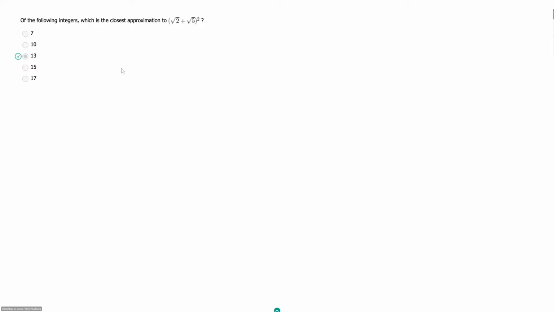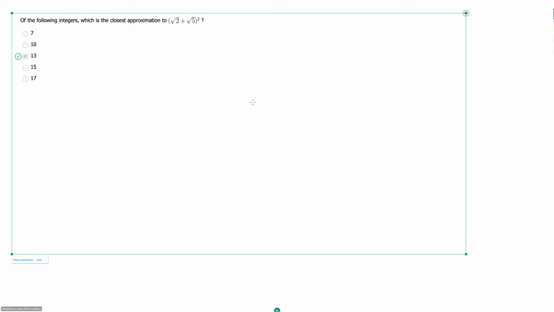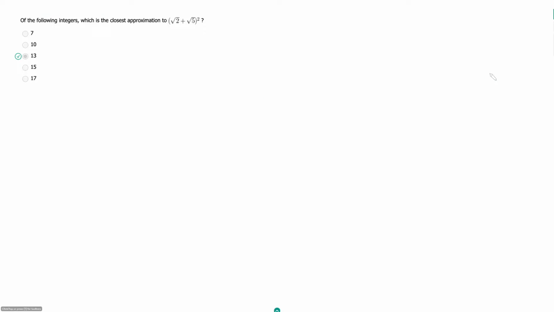Of the following integers, which is the closest approximation to the quantity rad2 plus rad5 squared? So immediately I recognize this question as a special quadratic. It is a quadratic in this format, a plus b squared, which means when distributed, this should be equal to a squared plus 2ab plus b squared.